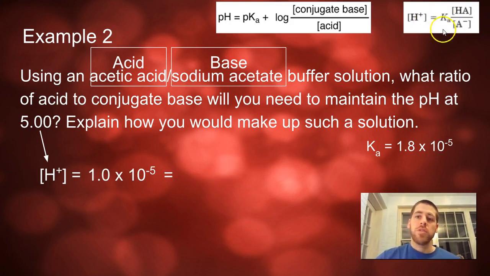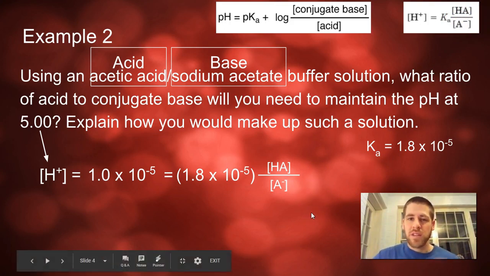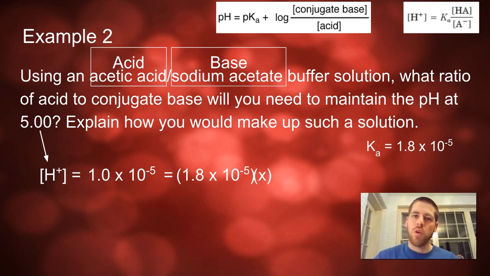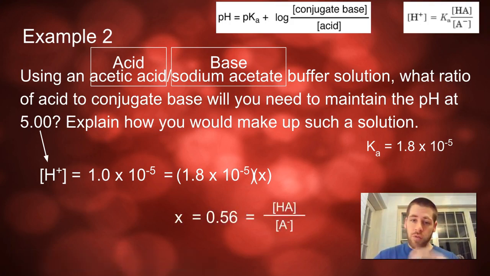I'm going to set that equal to my Ka, which is already given, times my ratio of HA to A minus. Now we don't know either one of these, right? And so it's kind of like we have two unknowns. But we can simplify this because we can think of it as a ratio. Let's simplify it by just thinking of the whole ratio as x. If we solve for x, that's 0.56. Now x is equal to our ratio, right?